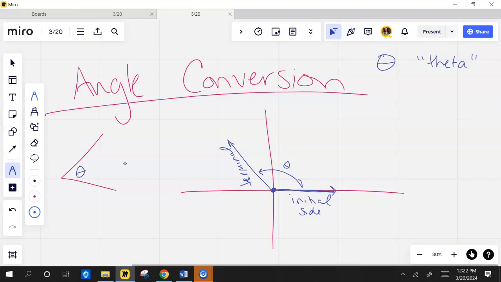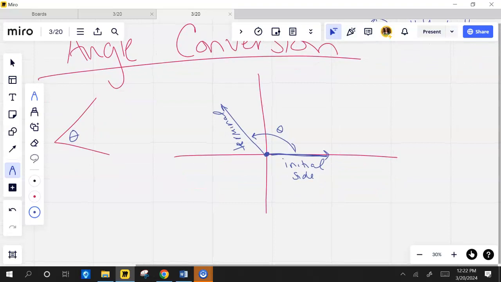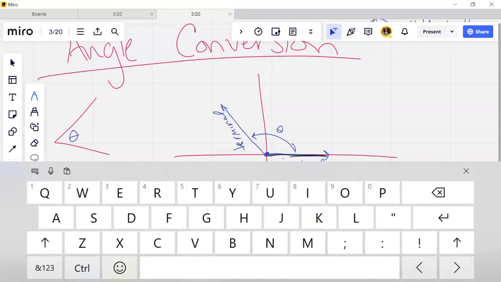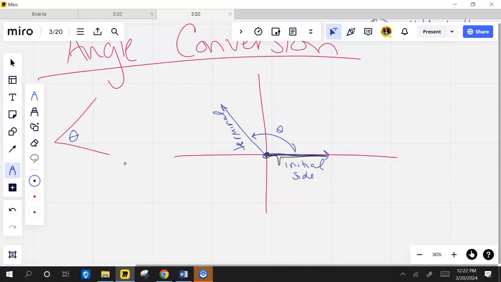Now, I can also measure the other way. I'm still starting here, but I go clockwise, this way. What happens is this makes my theta negative. If I say less than 0, you know what that means? Greater than 0 is positive and less than 0 is negative. So I could go either way.